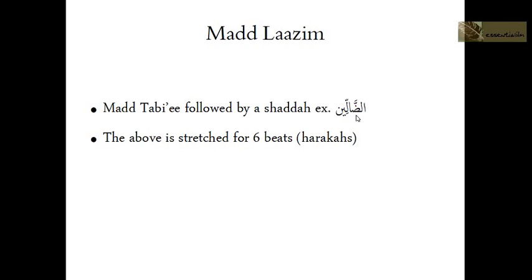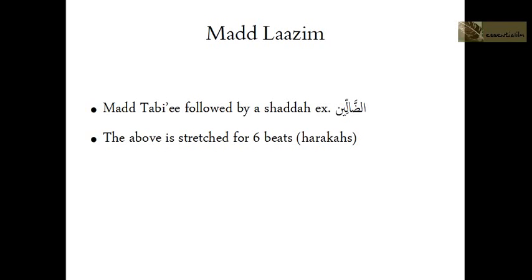Waladdallin. Okay, and so when figuring out what kind of mad it is, the first thing we look for is mad tabi'i. We have to determine if we have a mad tabi'i, because if we don't have a mad tabi'i, then we don't have a mad, because that's the basic type of mad. Now after the mad tabi'i, if we have a shadda, now it's going to be a mad lazim.